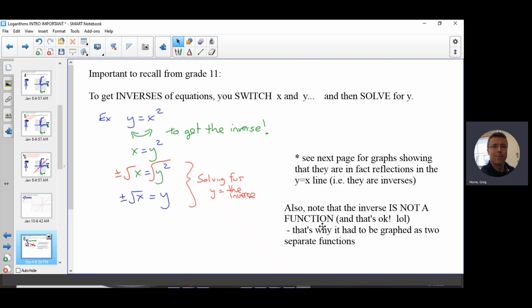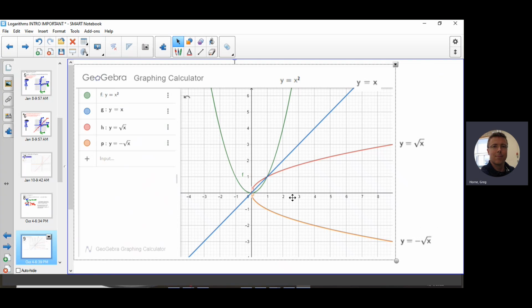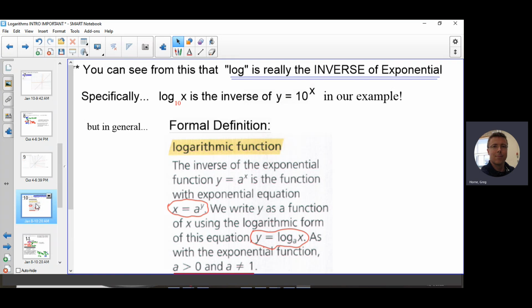You'll notice that that's not a function because it wouldn't pass the vertical line test, and you can see it graphed on GeoGebra. I had to graph the top half and the bottom half separately because it can't graph something that's not a function. That's what they mean by whether it's a function or not, I guess. So anyways, that's just another example.